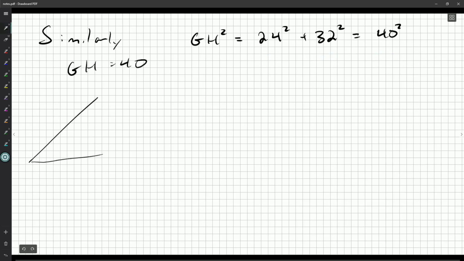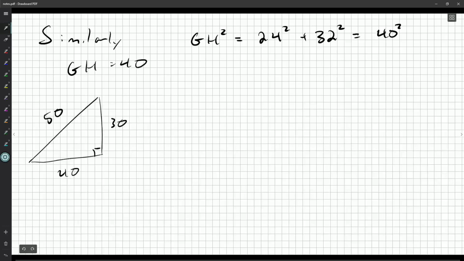And that makes sense, because we'll have actually another 3, 4, 5 triangle, because if we add up 18 and 32, we do get a hypotenuse FH of 50. And this is a 3, 4, 5 triangle quite nicely. So, yeah, that makes sense that that's right-angled there.